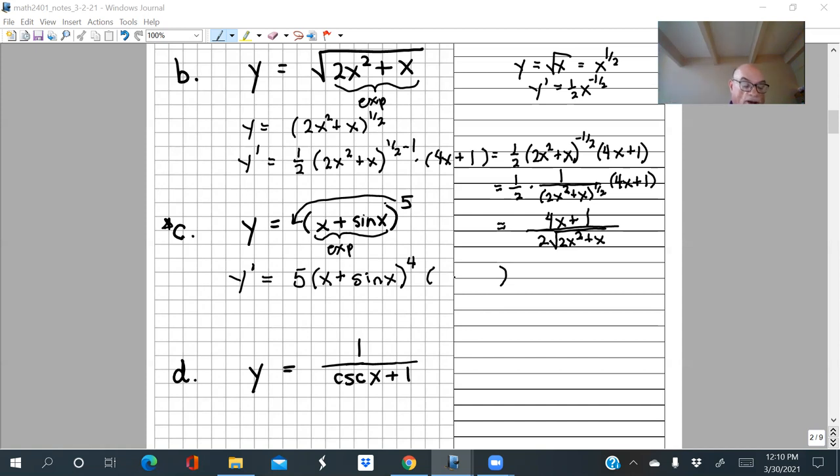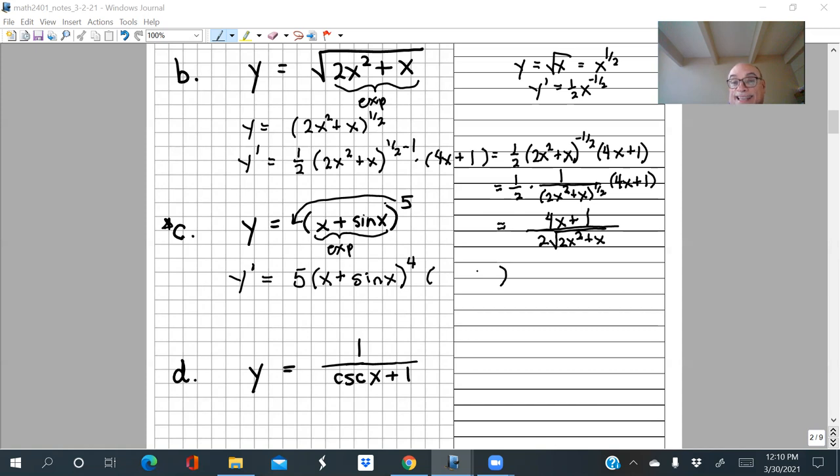Yes, you're right, Nadim. We have to find the derivative of this expression, x plus sine of x. So this is why the term chain rule comes into play. We have kind of a chain of derivatives we have to find here.